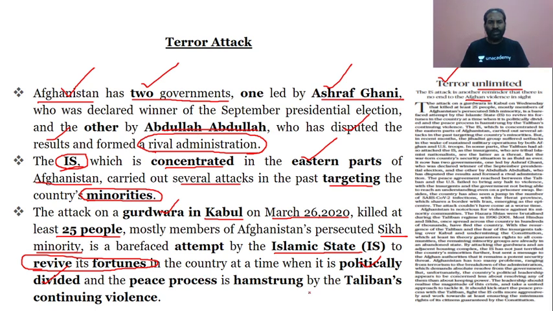Because Ashraf Ghani is running one government, and then Abdullah went ahead forming a rival administration. So as Afghanistan is politically divided, we also see that the peace process between the Taliban and the US, along with the Afghanistan government, has been hamstrung. That is, it did not go very positively. And in the aftermath of the peace deal, we could see the Taliban's continuing violence in Afghanistan.